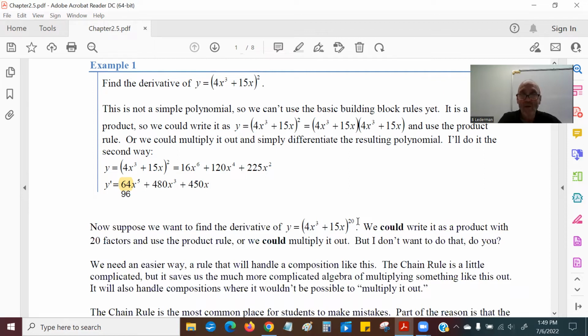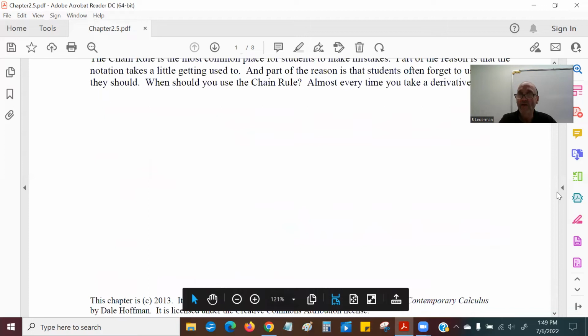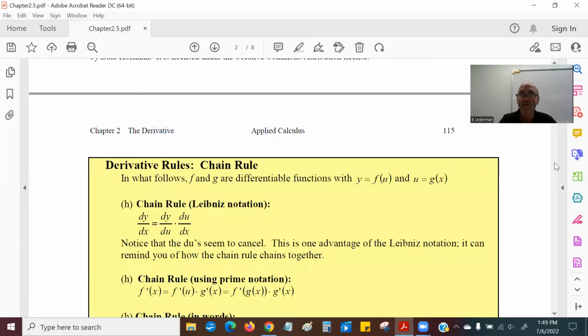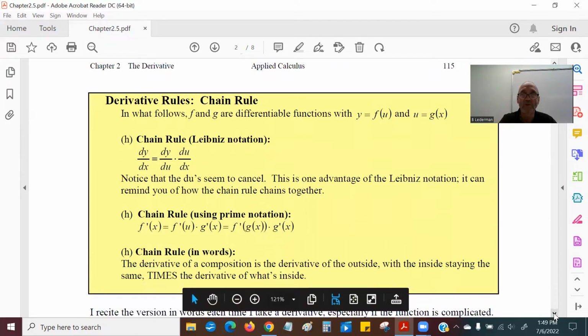Well, we could multiply things out 20 times, but oh man, that would be a massive, massive pain. So that's where chain rule comes to the rescue. Chain rule to the rescue. So I'm going to show you what chain rule is officially, and then I'm going to come back and solve this problem we just did using the chain rule. In fact, chain rule is going to be so easy that we're even going to do the 20th power guy, but let's just get this first.